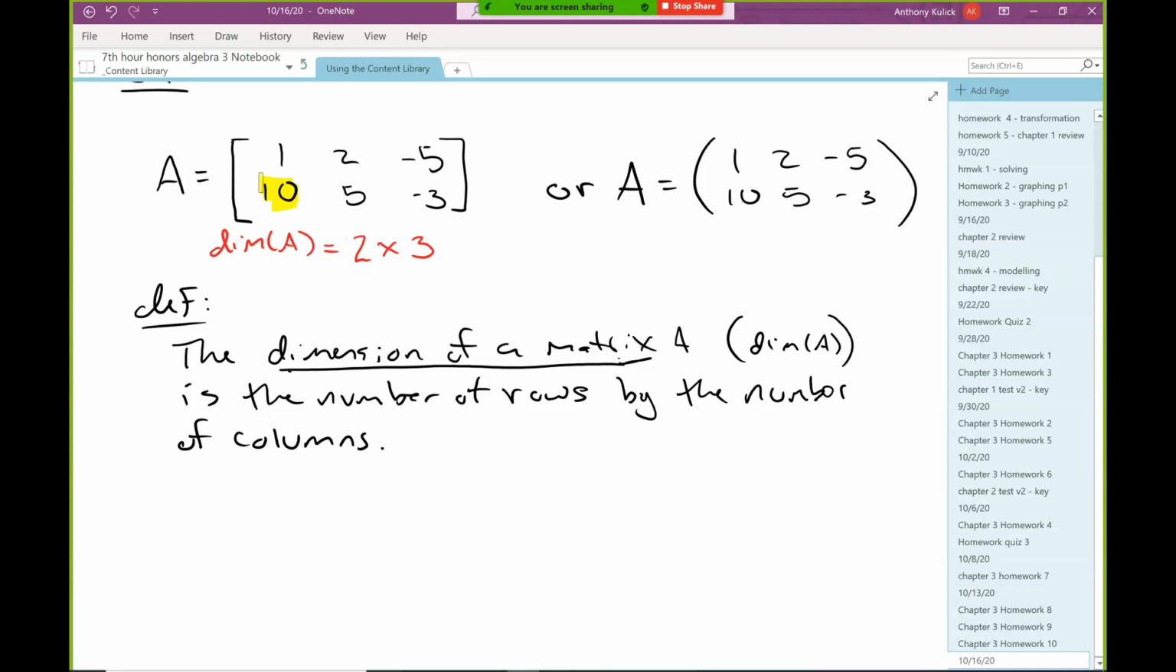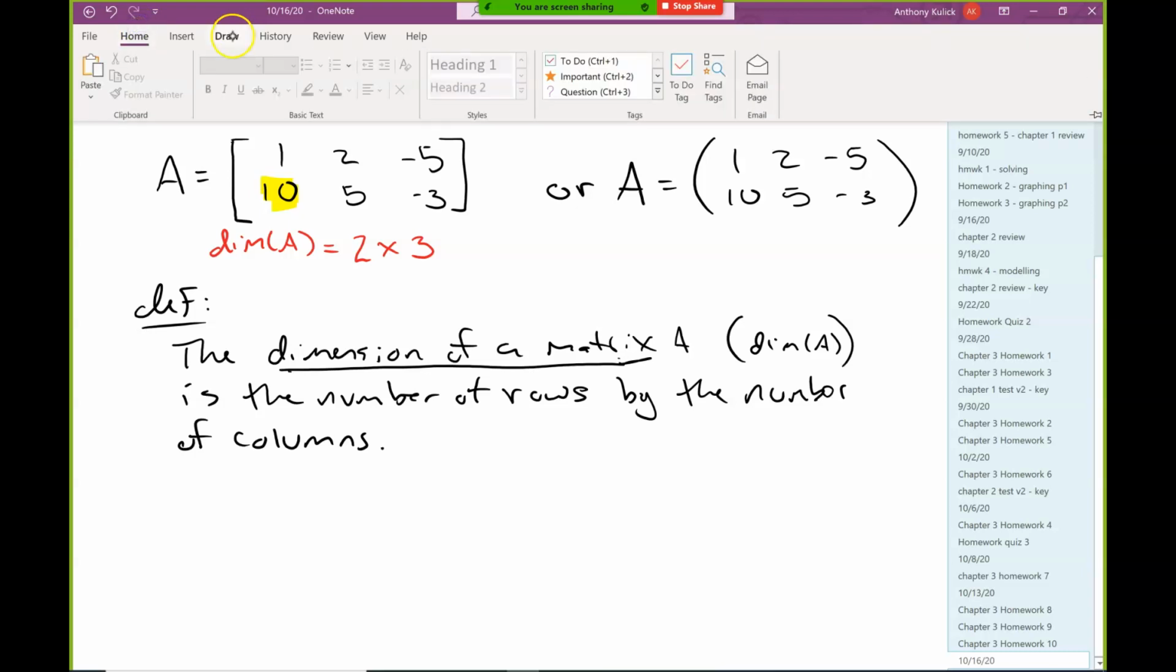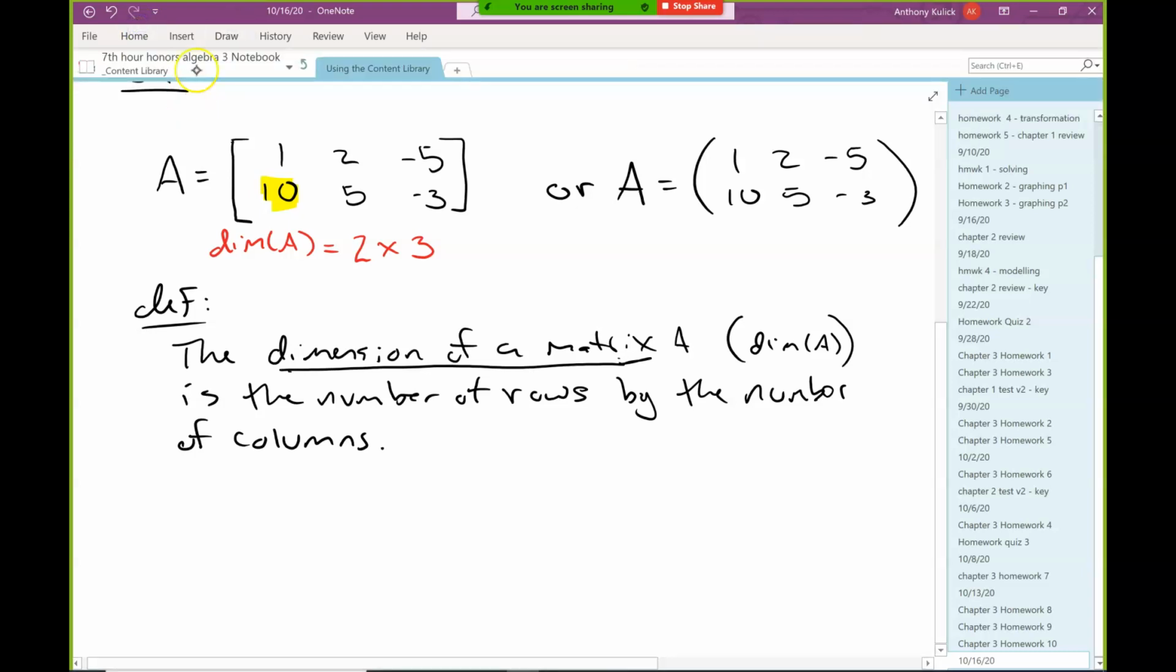So the way we're going to do that is we're going to describe its location inside of the specific matrix. So in this matrix A, the number 10 is in the second row and the first column. And that'll refer specifically to this number 10. Is everybody okay with that idea? So the notation that we'll use to do that is going to be the following.